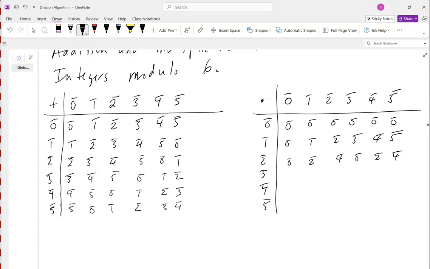For 3? 2. Yeah, we're modding 6. Yeah, 0, 3, good. Yep. And then yep. 0, 4, 2. Yep. And then the last one.